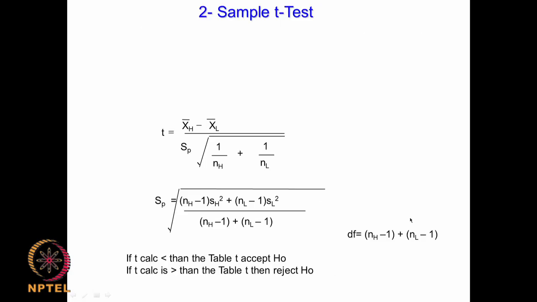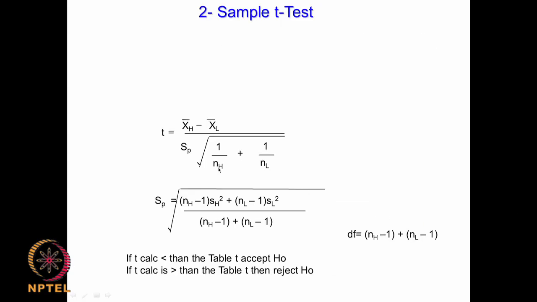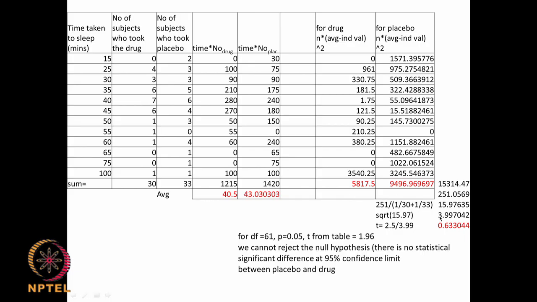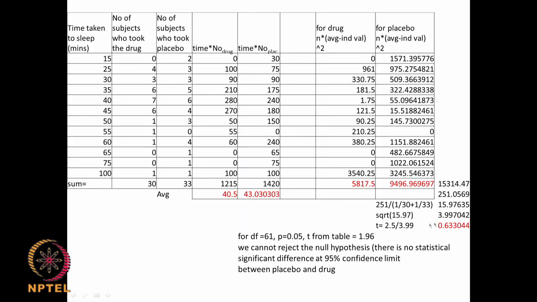by 1 by 30 plus 1 by 33, that is this term here, and then I am taking a square root here. Then the difference is 2.5 because XH minus XL, so the difference is 2.5 and the denominator is 3.99, so T comes out to be 0.633. Now, is this T statistically less than the table T or greater than the table T for 61 degrees of freedom for P 0.05 one tail test?